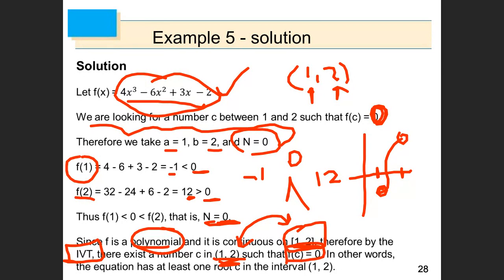Again, why am I using 0? Because we're talking of a root. Root means f of c, you want f of c to be equal to 0. So your n in this case is 0. In other words, you say that the equation has at least one root c in the interval 1 and 2. I hope everyone is happy.